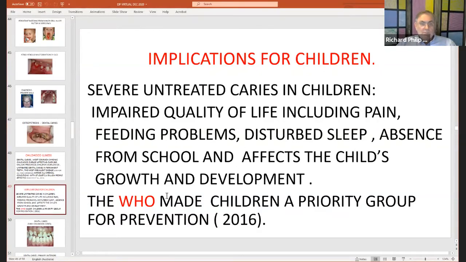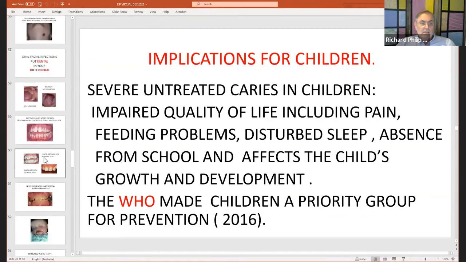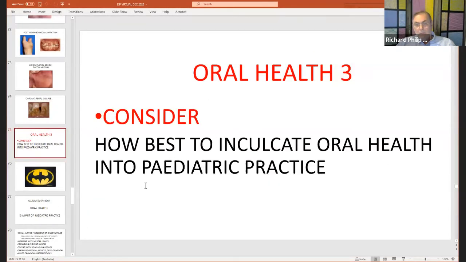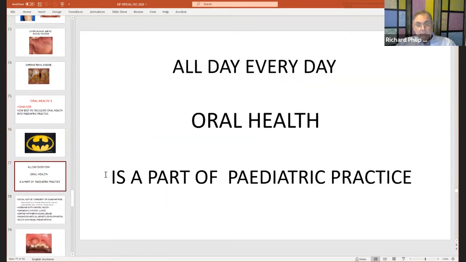We're just coming up towards the end of our time, so I'm going to sneak forward to the very last. I'm going to leave a couple of little things there, and I want to come to the very last bit, of how best to inculcate oral health into pediatric practice. Well, first of all, you have to see it. This is Batman. This is 2 upper teeth and 4 lower teeth. You have to see it. There it is, staring you in the face every day, oral health. Oral health is a part of pediatric practice all day, every day.